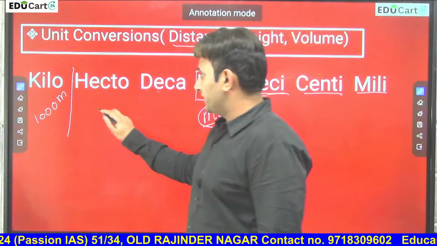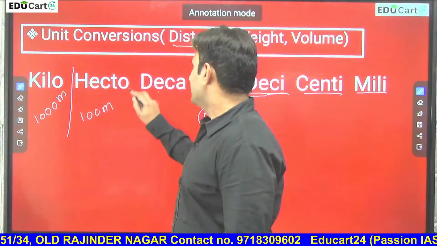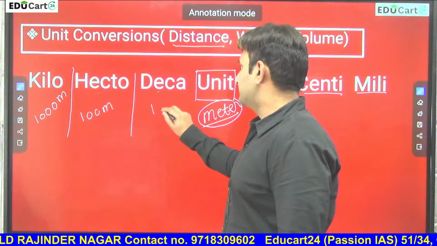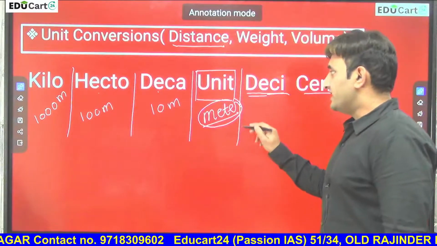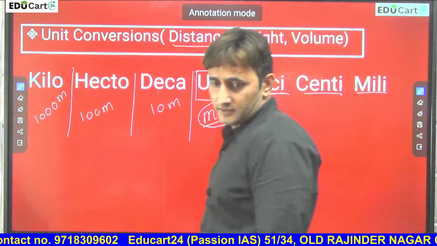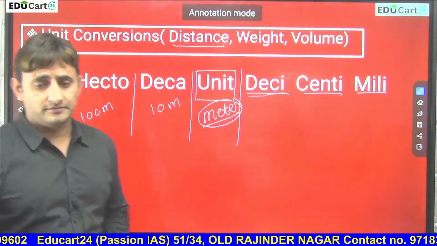1 hectometer is 100 meter. 1 decameter is 10 meter. This is meter. 1 decimeter means, 1 decimeter क्या होगा बेटा? 1 decimeter.